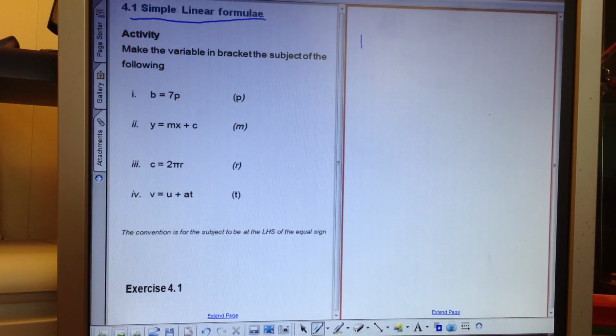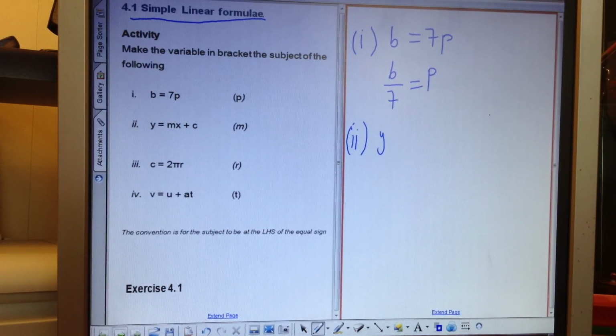Let's start with I. We are given B equal to 7P. To make P the subject, we will divide both sides by 7 because 7 is multiplying P. So we'll do the inverse of multiplication, which is to divide. So we're going to have B over 7 equals P.